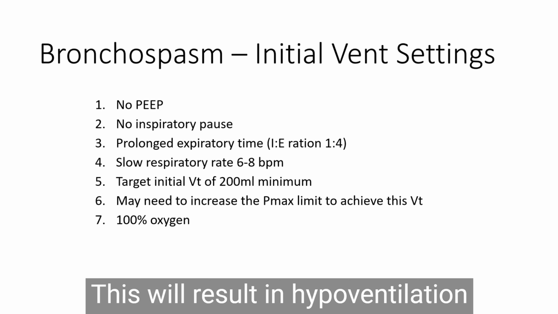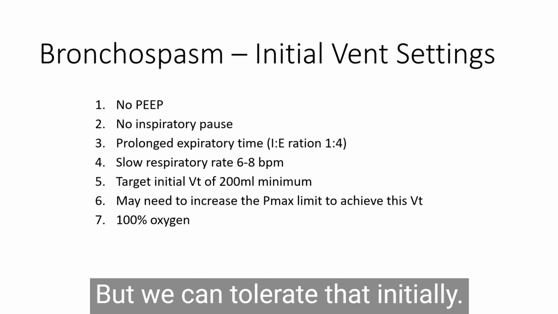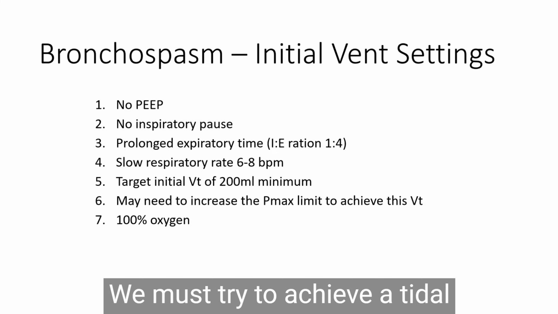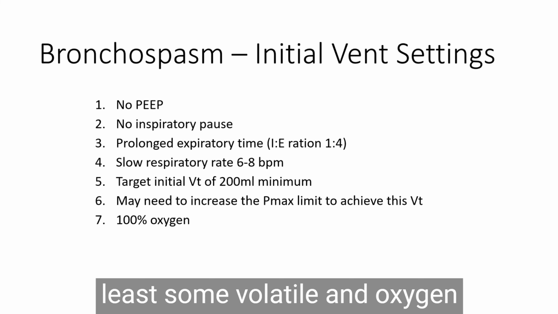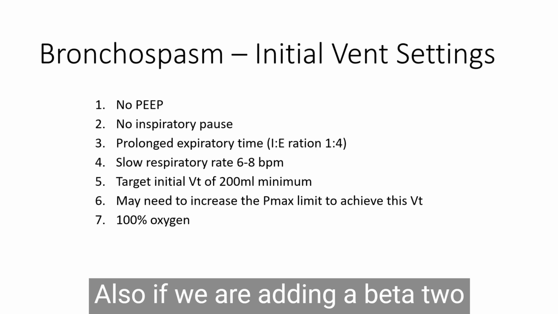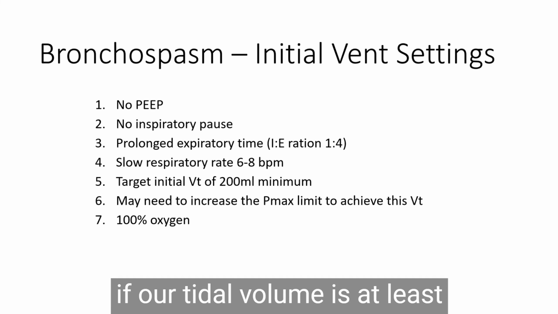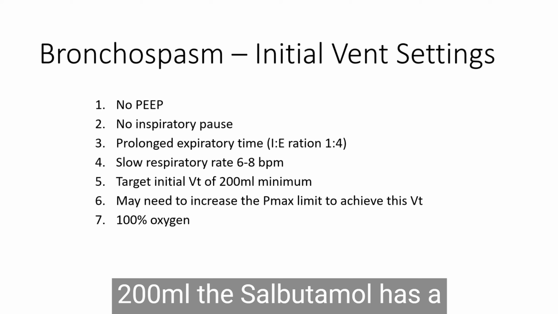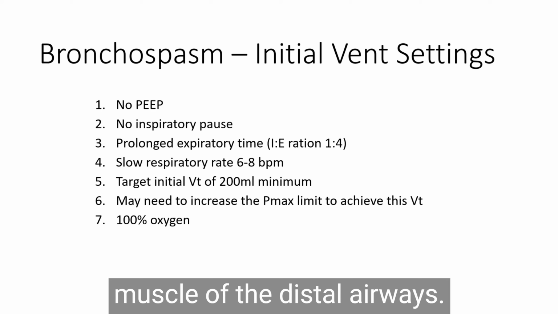This will result in hypoventilation and it will result in hypercapnia, but we can tolerate that initially. We must try to achieve a tidal volume of at least 200 mLs, so at least some volatile and oxygen is reaching the distal airways. Also, if we are adding a beta-2 agonist such as salbutamol to our breathing circuit, then if our tidal volume is at least 200 mLs, the salbutamol has a chance of reaching the smooth muscle of the distal airways.